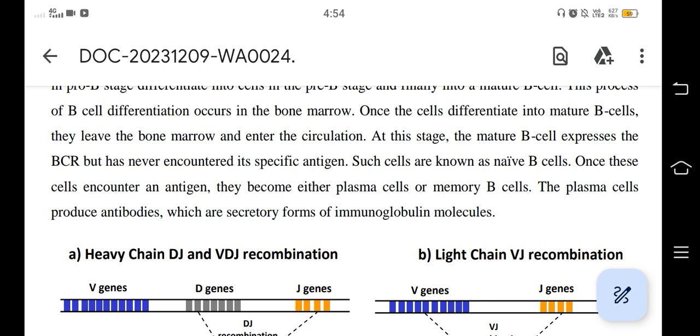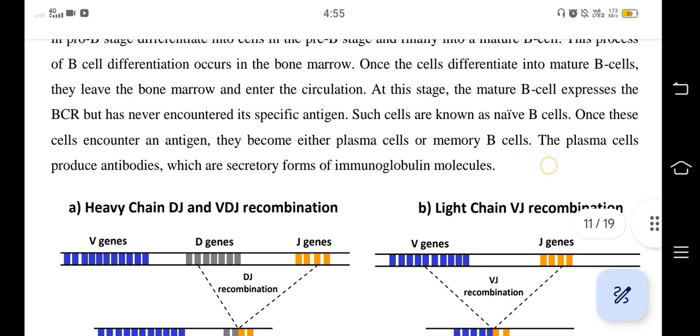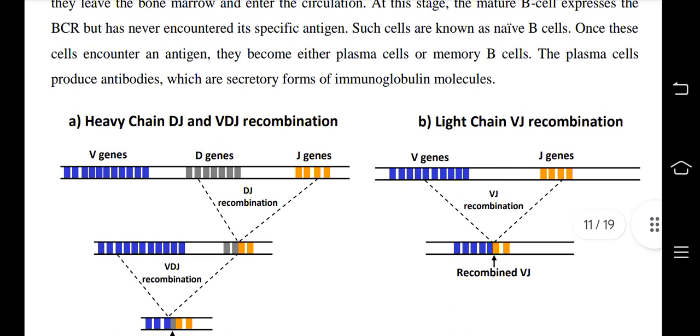At this stage, the mature B cell expresses the BCR but has never encountered its specific antigen. Such cells are known as naive B cells. Once these cells encounter an antigen, they become either plasma cells or memory B cells. The plasma cells produce antibodies, which are secretory forms of immunoglobulin molecules.